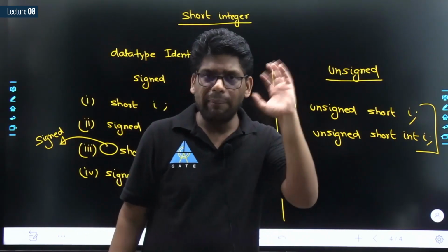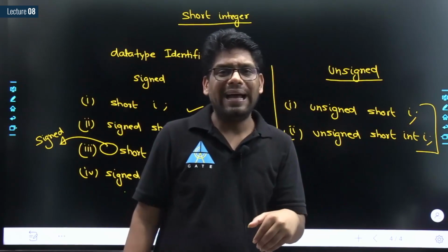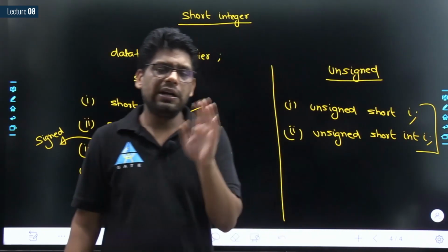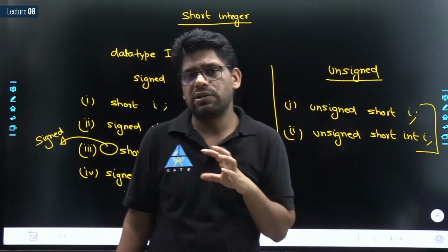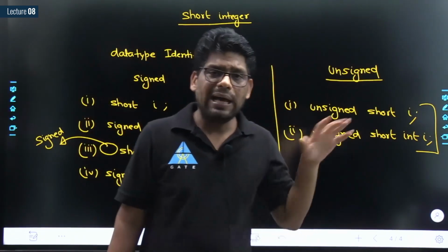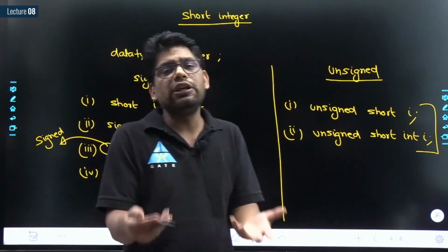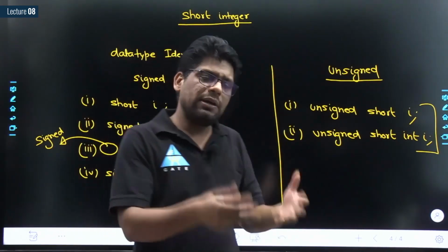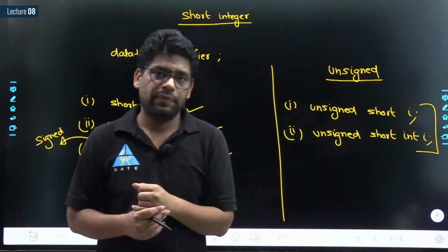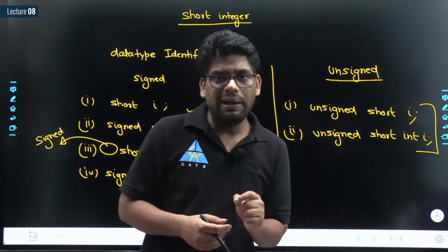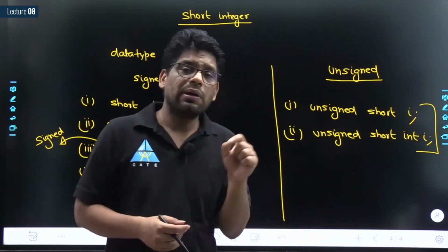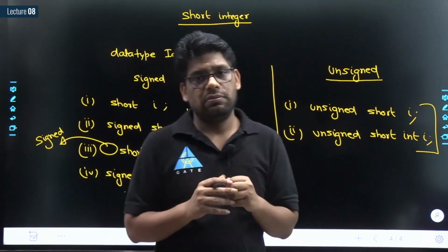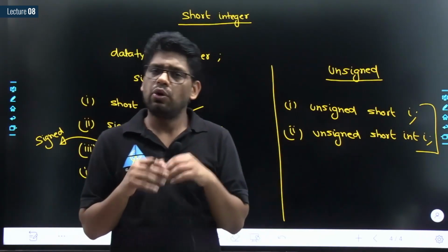So don't mug up that short always takes this many bytes or integer always takes this many bytes. It is compiler dependent. What I have discussed is most frequently used, what most of the compilers use. Basically, I talked about the GCC environment, GNU compiler collection. Sir, how can we find the range? That we have discussed thoroughly.